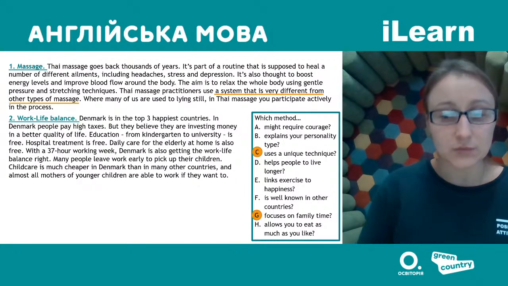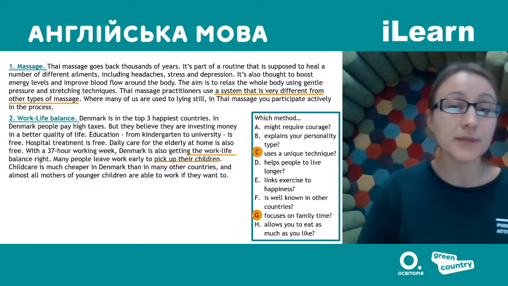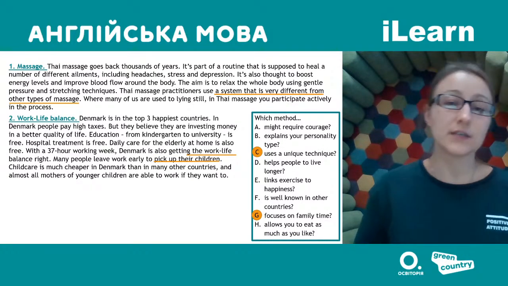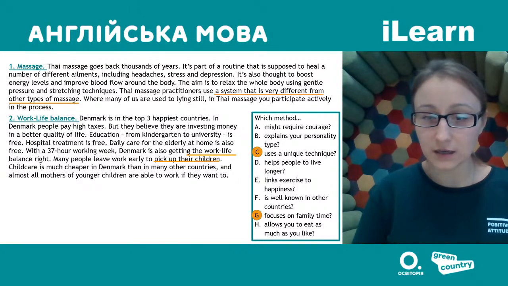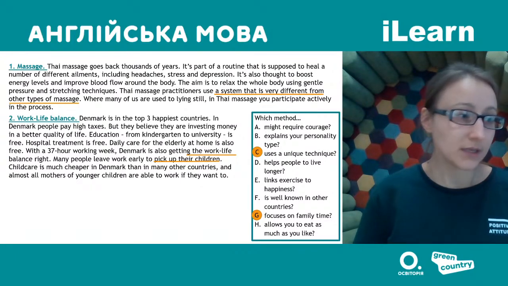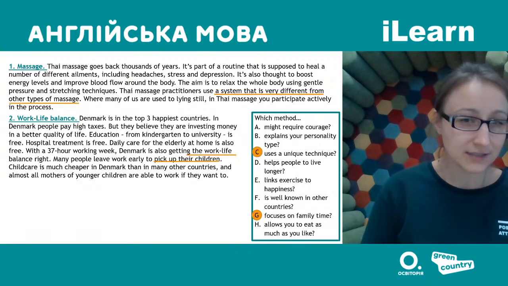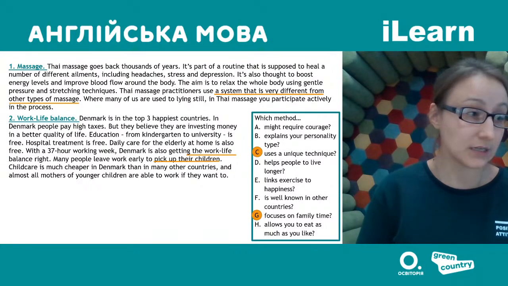Yes? So it's more about family. Yeah? So how can we find the evidence? For example, mothers can pick up their children. Yeah? So they can spend more time with their children. Why it's not F? Actually, if you think that that is F, give me some evidence in the text that misleads you to this answer.